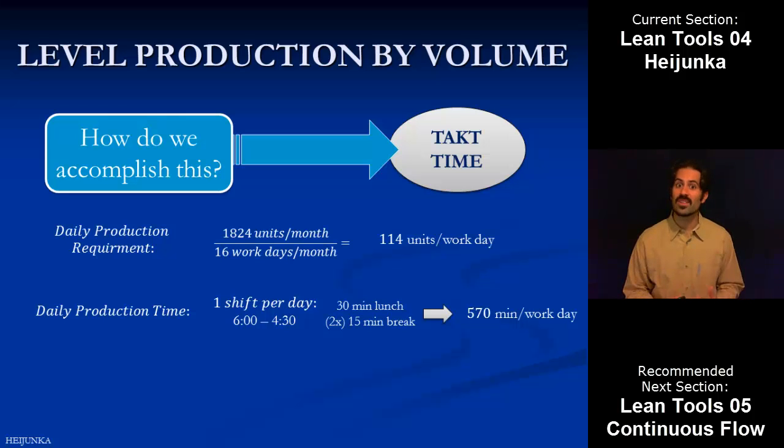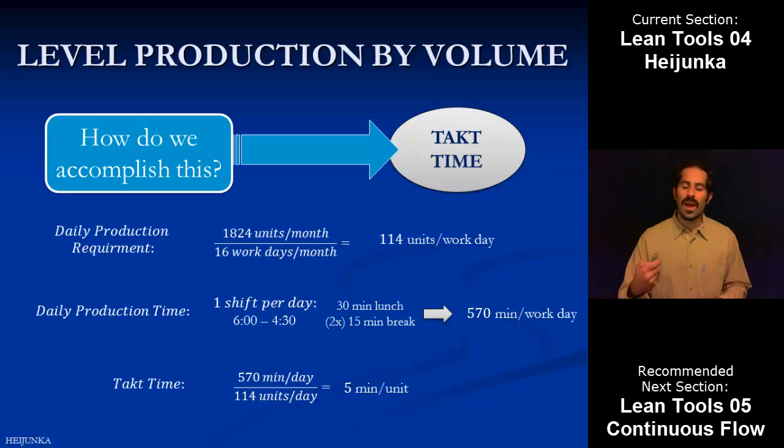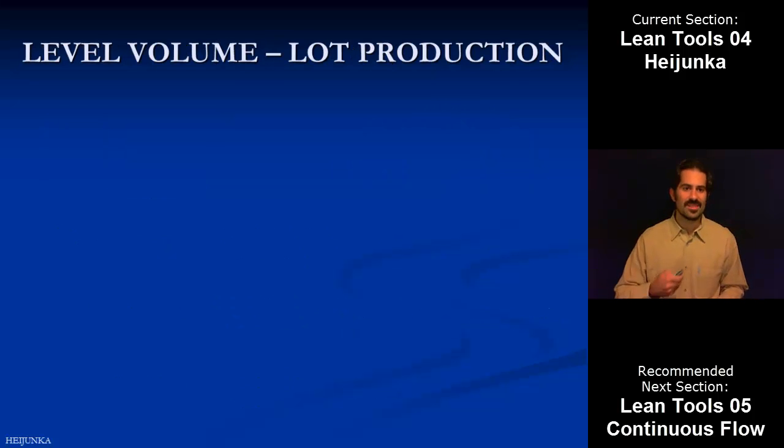We only want to think of actual work time. So then our takt time, we know we need 114 units, and we know we have 570 minutes to make each unit. So that means every 5 minutes we need to have a unit finished to make sure that in balanced production we meet our demand requirements.